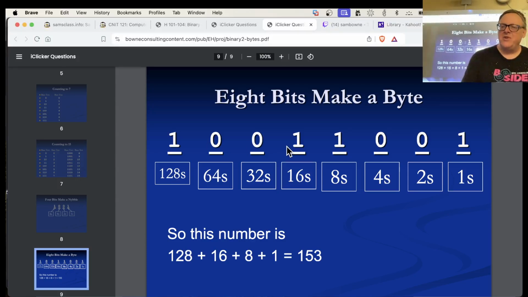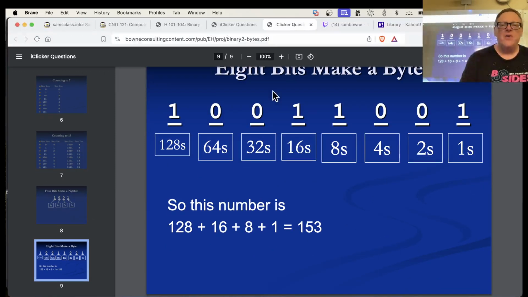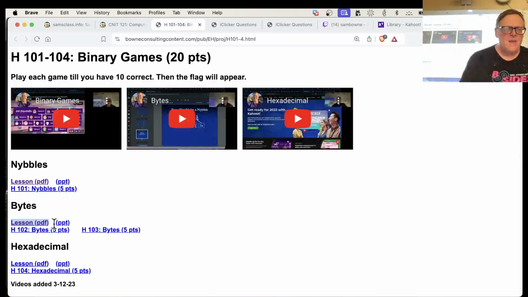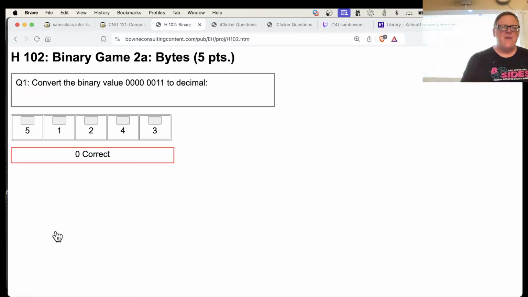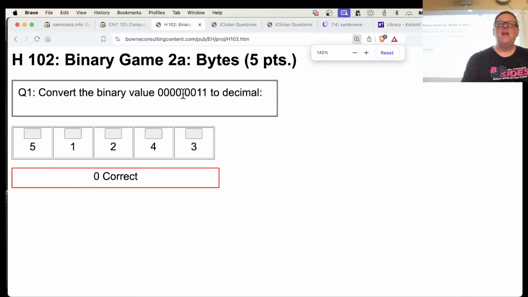And so this number, 1001 1001, is 128 plus none of this, plus 16, plus 8, plus 1. So that's 153. It's easy to make mistakes doing it, but this is the simplest way to understand how to turn bytes to decimal. Now, there are easy ways that we'll get to later, but this is the easiest way to understand how it works. So there are some questions to answer here, and let's try a few of them. There are 2 projects here where you practice converting bytes. Here's the first one.